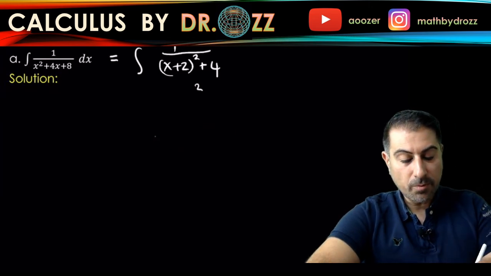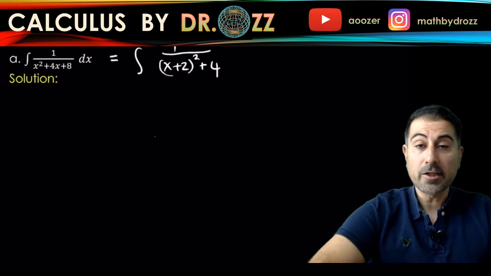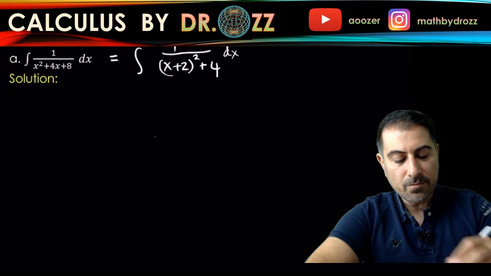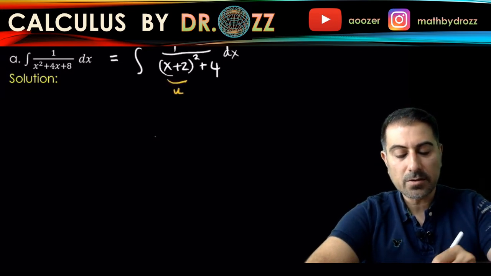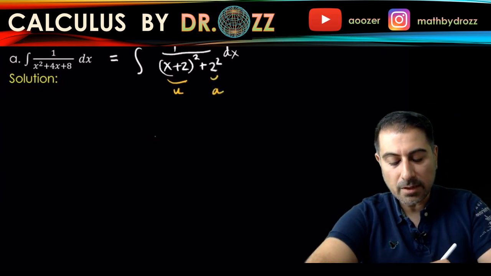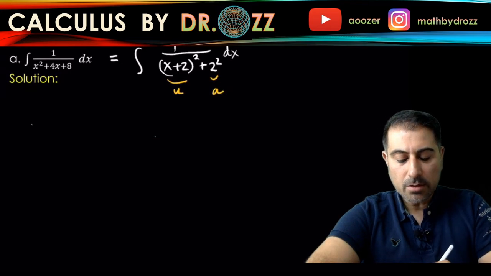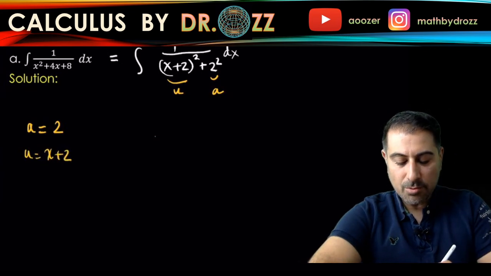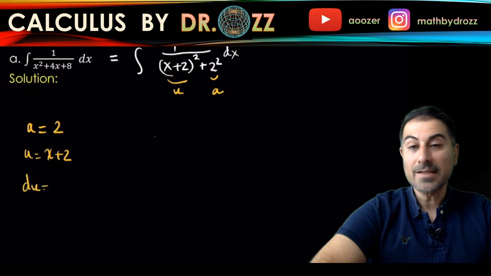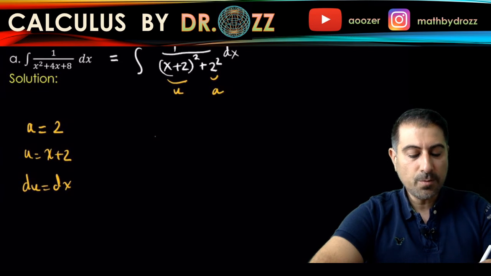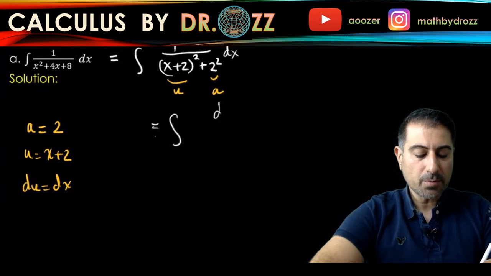So now I can deal with this integration here. This integral is one of the known integrals because it looks like I have a u here, and instead of 4, I'm going to put 2 squared so that this term looks like my a. 2 is like a. So let me write it down carefully: a equals 2, u equals x plus 2. Now let's use the u substitution. Once you have u equals x plus 2, du equals dx, so that this integral is equal to du over u squared plus 2 squared.